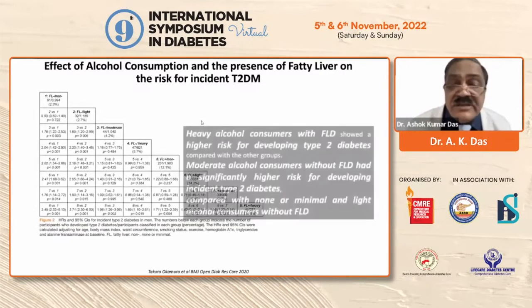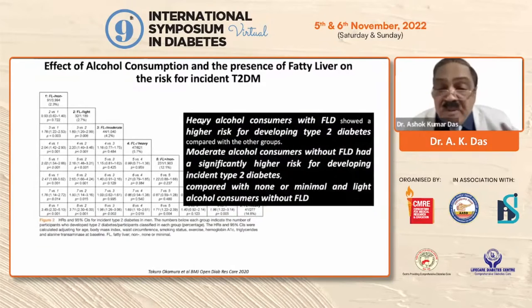Now, coming to alcoholic fatty liver disease, heavy alcohol consumption in people who already have fatty liver disease is a greater risk of developing type 2 diabetes. Moderate alcohol consumption without FLD also can produce diabetes, compared to none or minimal alcohol intake, which with no FLD cannot produce type 2 diabetes. Therefore, heavy and moderate alcohol consumption with or without fatty liver disease can produce incident type 2 diabetes mellitus. Even moderate alcohol consumption can produce incident type 2 diabetes mellitus without fatty liver disease.